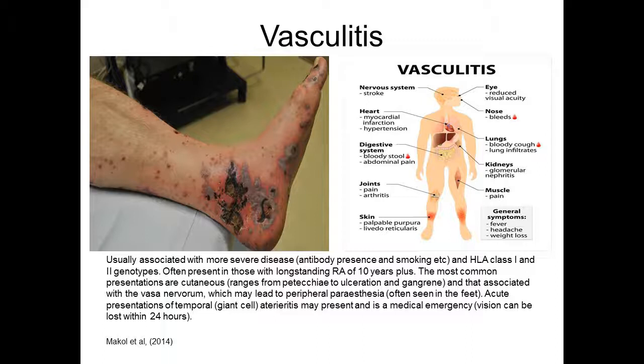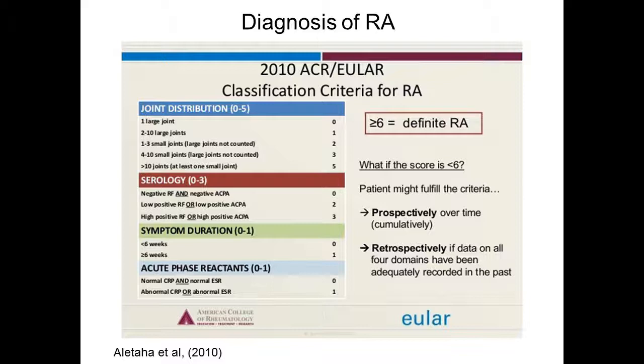Acute presentations of vasculitis can include things like giant cell arteritis, and that presents as a medical emergency as vision can be lost within 24 hours, usually presentation around the temporal artery, pain, significant discomfort, throbbing headache, and that's how these things can present. So that's some of the signs and symptoms.